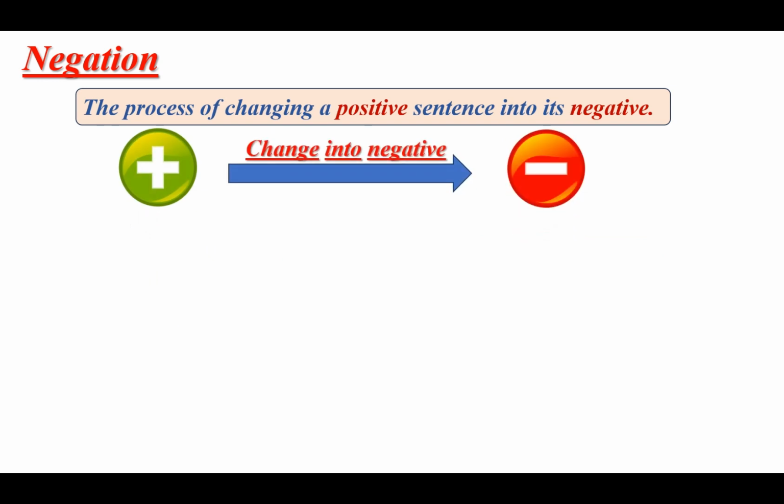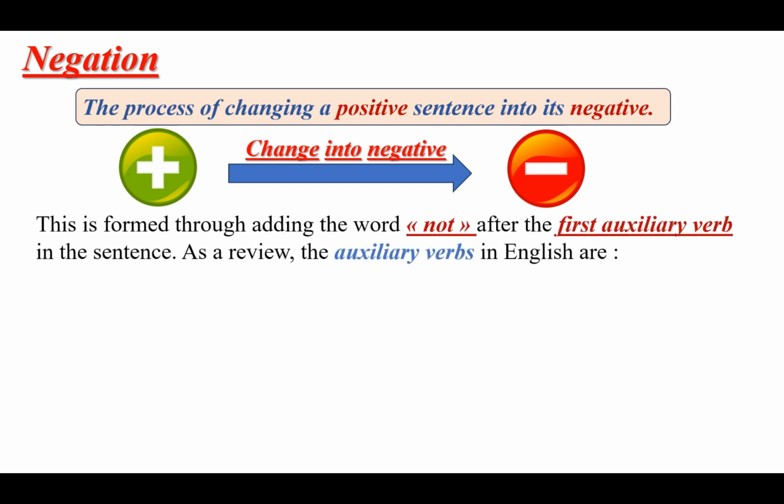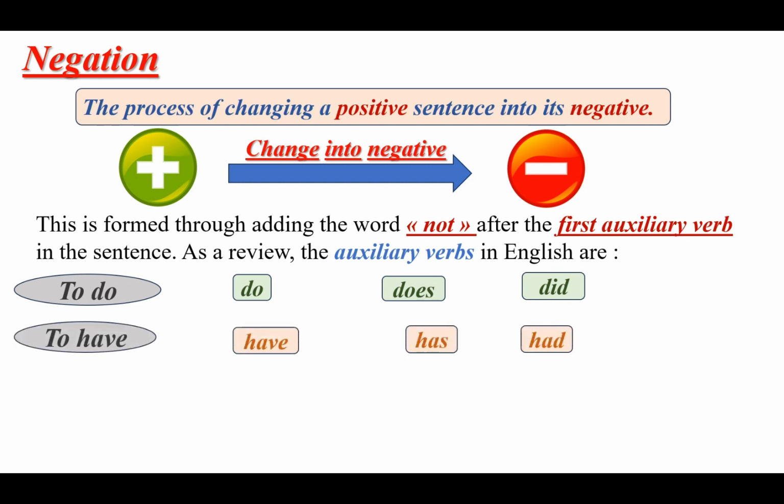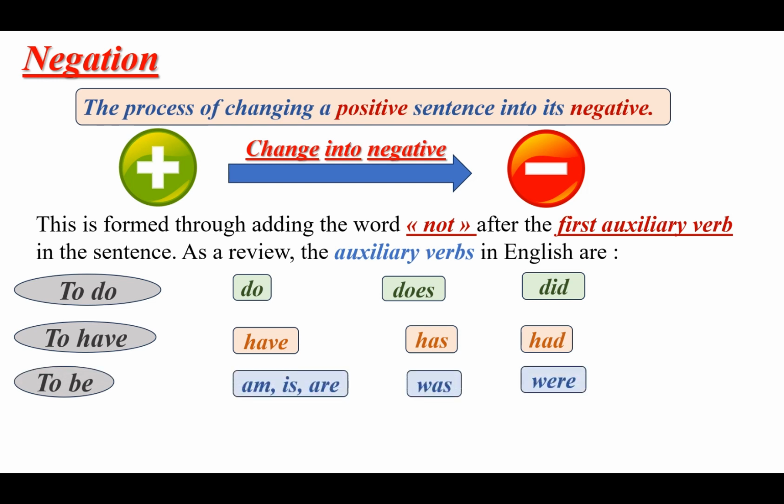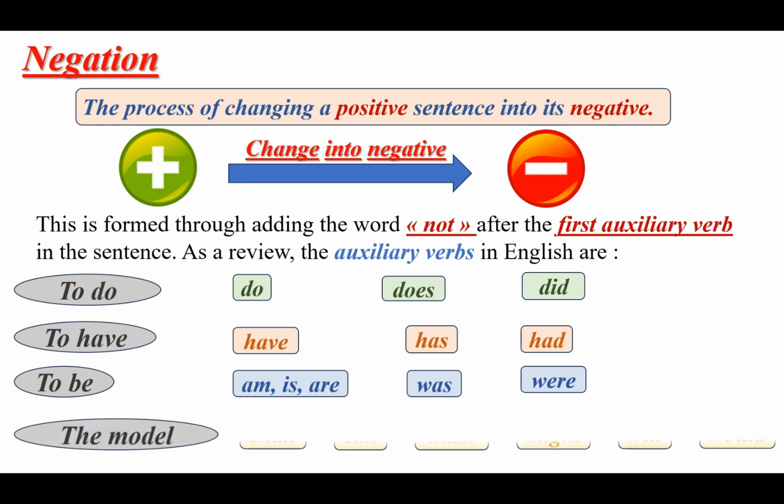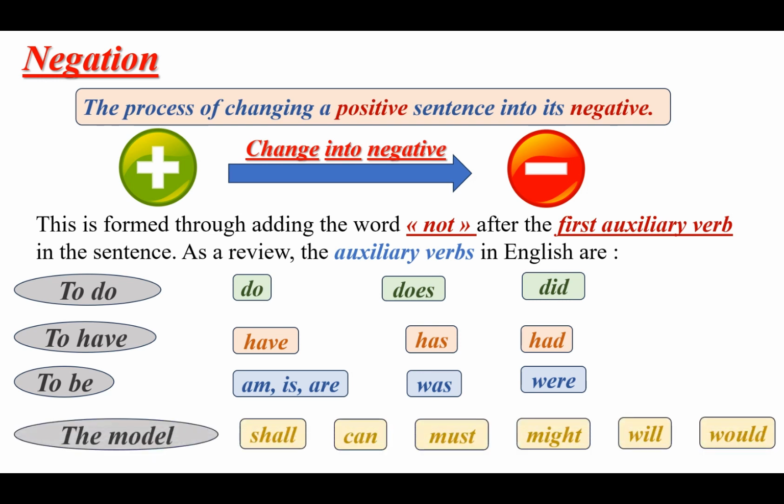Negation is the process of changing a positive sentence into its negative. This is formed through adding the word not after the first auxiliary verb in the sentence. As a review, the auxiliary verbs in English are the do verbs, which are do, does, and did; the have verbs have, has, and had; the be verbs am, is, are, was, and were; and the modals, which are shall, must, might, can, will, and would.